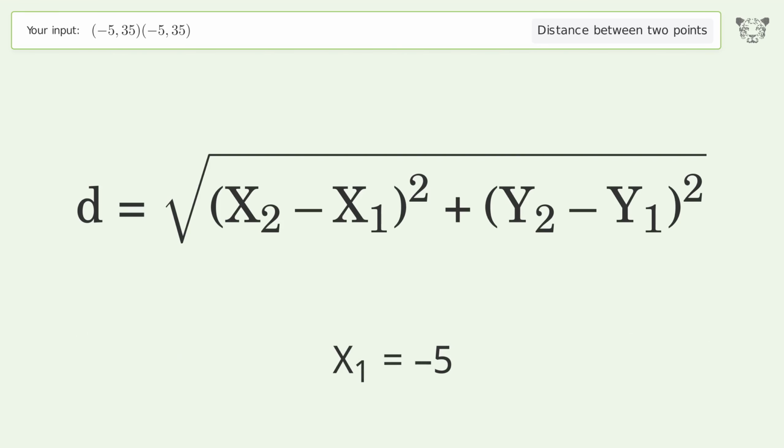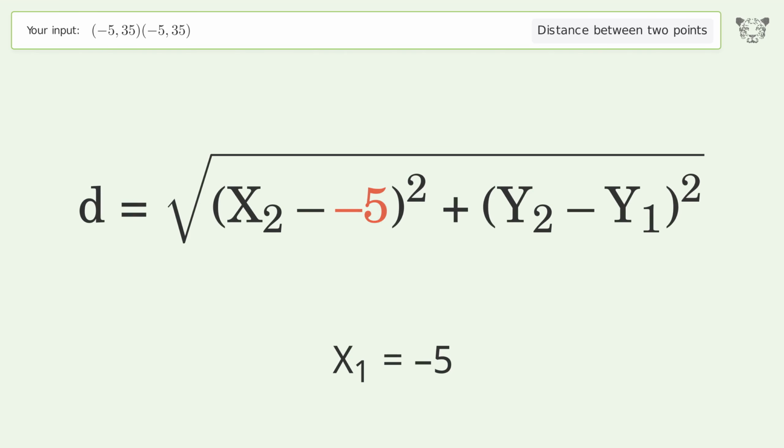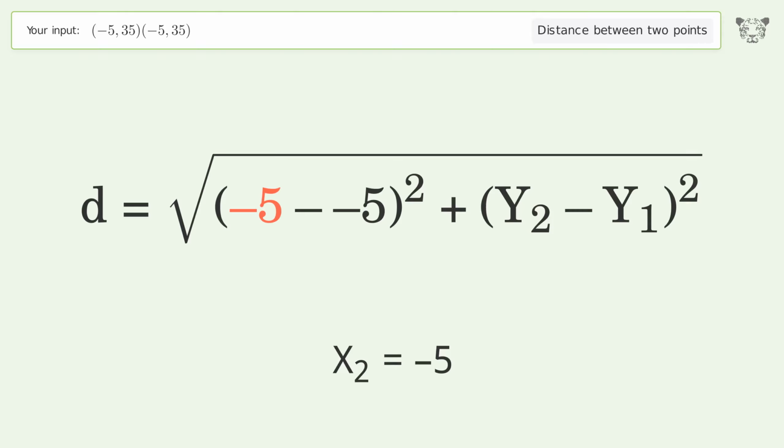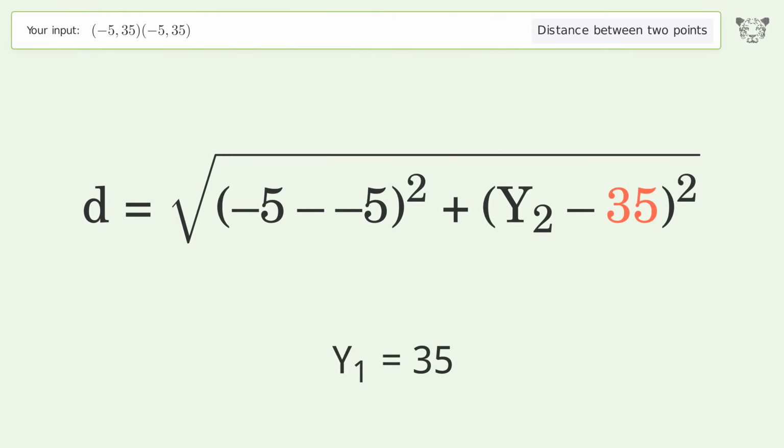x1 equals -5. x2 equals -5. y1 equals 35. y2 equals 35.